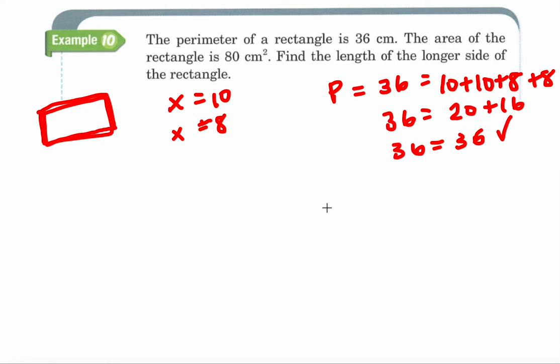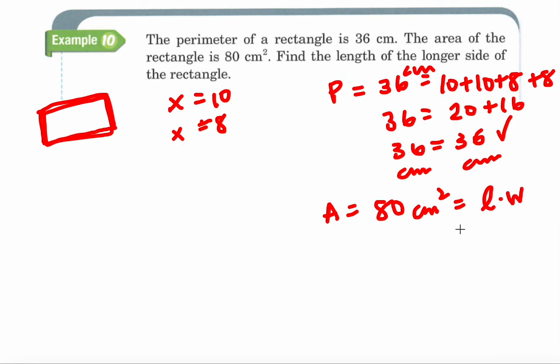The area is 80 centimeters squared. These are all centimeters. Area is centimeters squared. Area is length times width. So we have our length times our width, which is 10 times 8. Does that equal 80? Yes, it does.